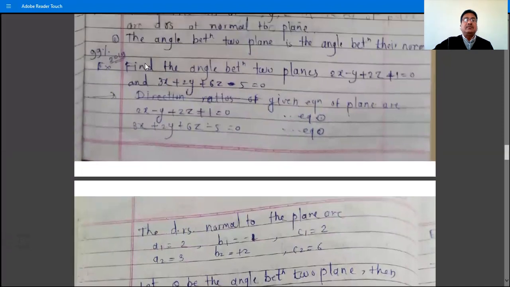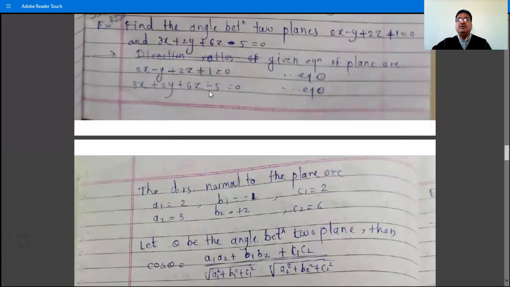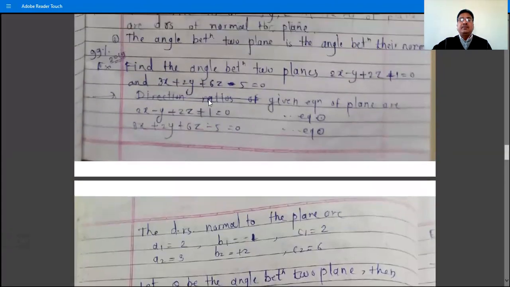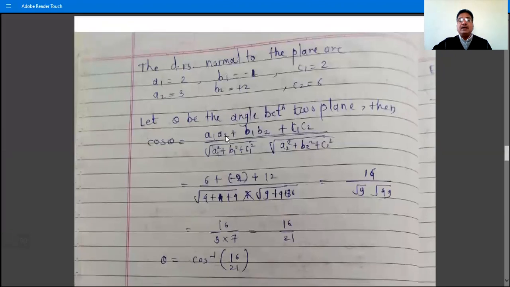So this problem is important as far as the exam is concerned, that is, find the angle between two planes. In order to find the angle between two planes, the same formula is useful, that is the angle between two lines.